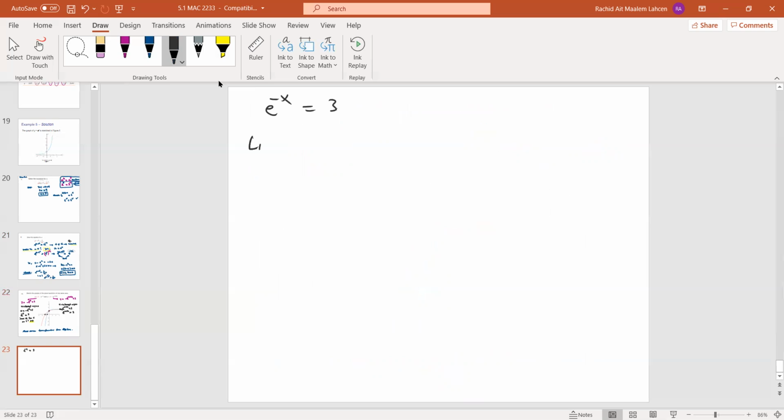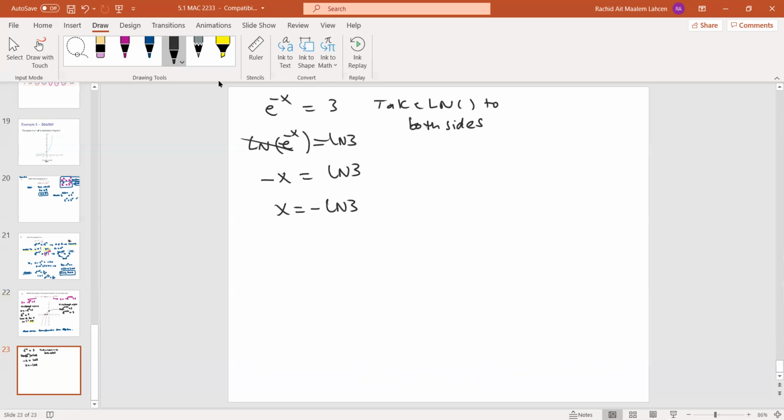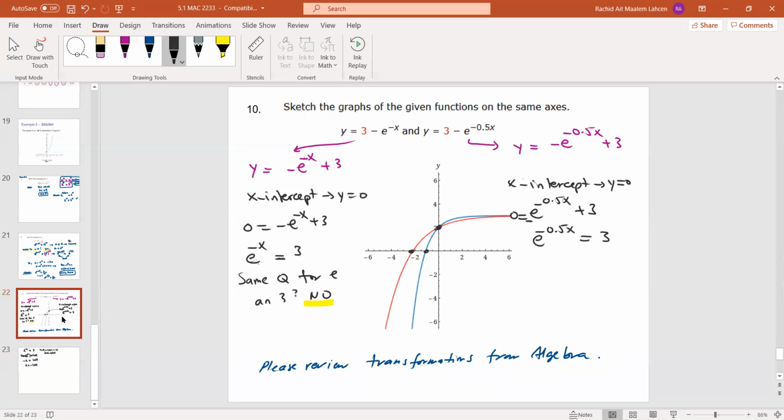So we'll take, in this case, the natural log of both sides. And what happens is these two cancel each other because they're inverses of each other. So you get negative x equals ln 3. And you've done this in algebra. You divide by negative 1, you get x equals negative ln 3. So that's the x-intercept for this one.